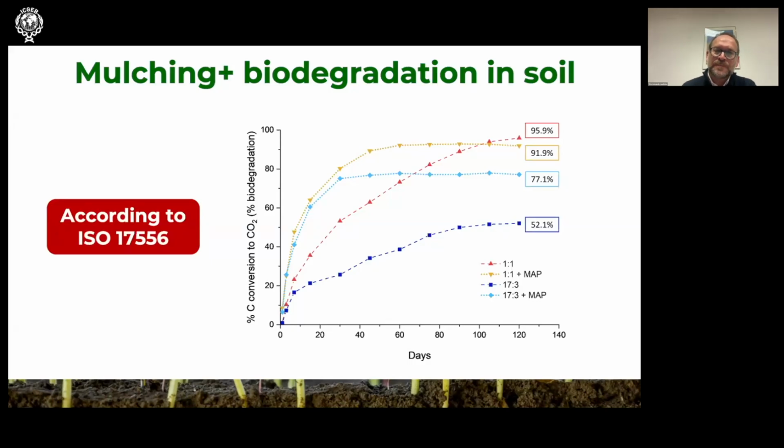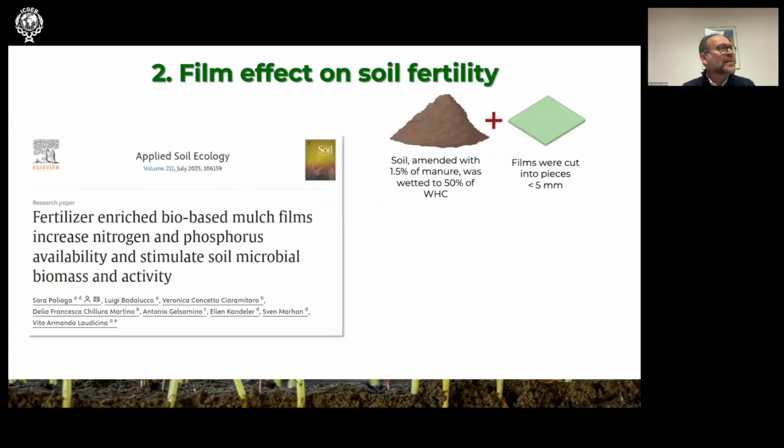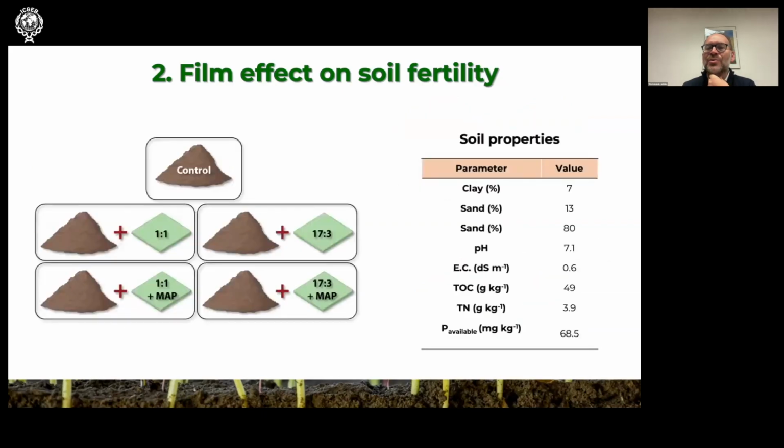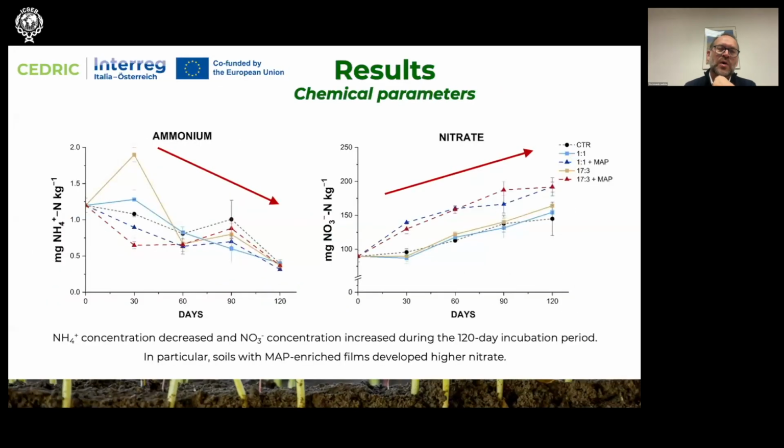So the next step was to evaluate the effect of these films on soil properties, in particular on the dynamics of nitrogen and phosphorus, and on the soil microbial community. So we did again another experiment where we added these films to the soil. We used sandy soils because generally mulching films are used in horticulture, and the soils that, at least in Sicily or in the Mediterranean region, are used for horticulture are sandy soils. So we selected a sandy soil with neutral pH and a good content of organic carbon. We incubated this soil with our films.